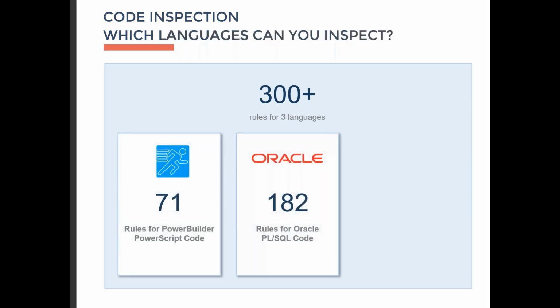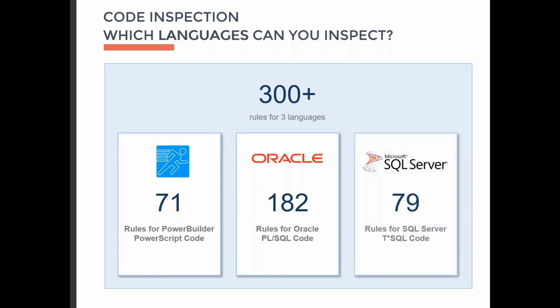And we do support 3 languages. Now that we've been adding more, I think we're close to 100 different rules for PowerBuilder, pretty much close to 200 for Oracle and 80 for SQL Server. One rule is basically, as it says, a rule that the code should comply with. So when we inspect your code, we will take every object, and in each object, we will take every method. And for each piece of code, we will check against hundreds of different rules to extract what's not compliant in your code.